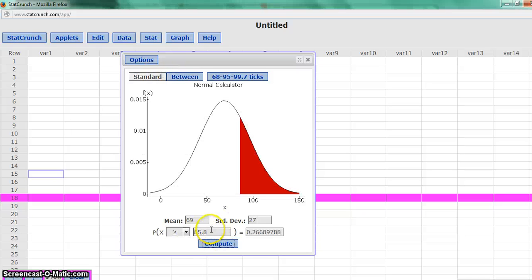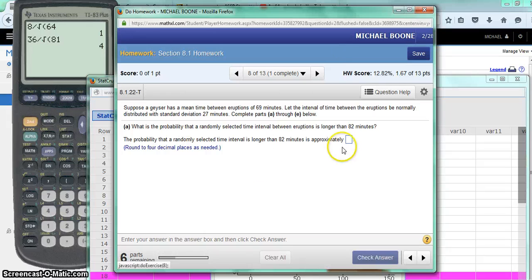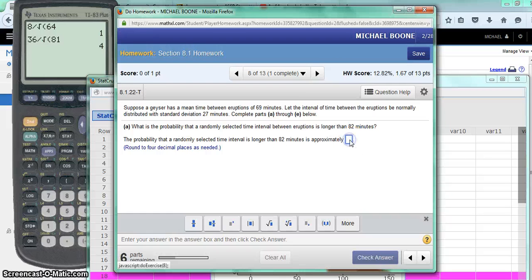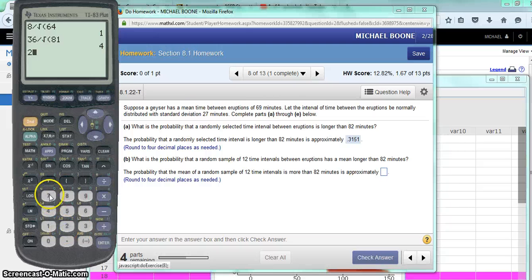So longer than 82 minutes. And we get our answer, 0.3151. Again, because that's when we were only dealing with one interval. So now we have 12 time intervals, right? So instead of our standard deviation being 27, it's going to be 27 divided by the square root of our sample size, which is 12. So this is the standard deviation that we're going to put in here.